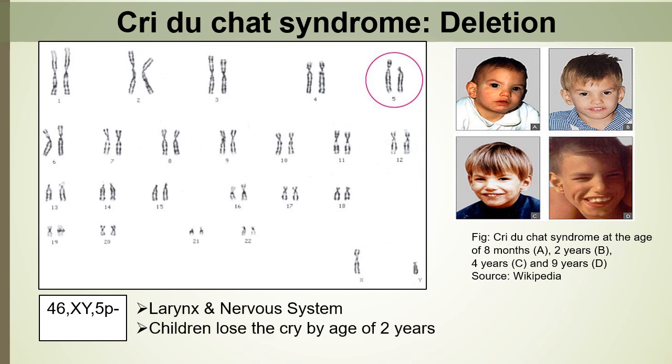In this disorder, the child cries like a cat. Here, their larynx and nervous system are poorly developed. Usually, the children lose the cry by the age of 2 years. Their birth weight is usually low and they have speech and motor disabilities.